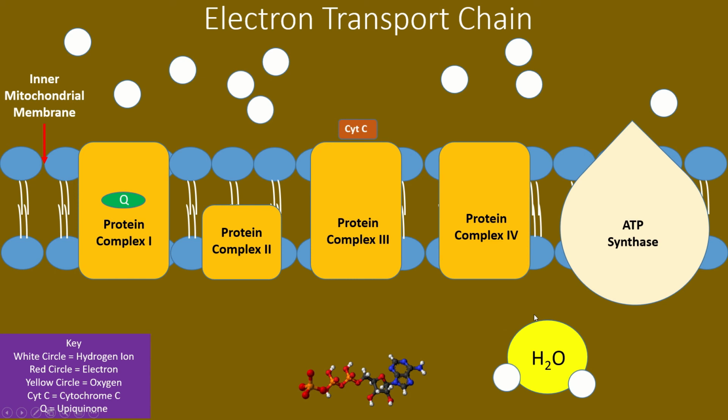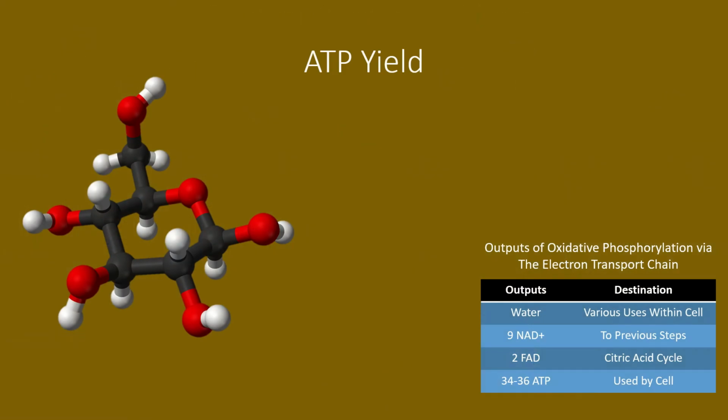This process can make up to 34 to 36 ATP per original glucose. So let's see what the outputs of oxidative phosphorylation via the electron transport chain are. First, you have water, which can be used throughout the cell. It is the universal solvent found within living things. 9 NAD pluses are going to go back to the first steps.